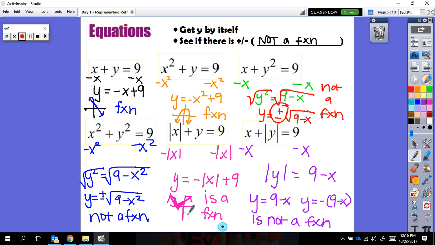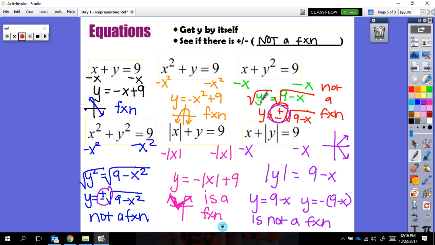And if you were to graph it, it would look like this V, except it would be turned this way. But what we're really looking for when we're looking algebraically is, is there a plus or minus that pops out? Like this one here, here, and then this positive or negative.